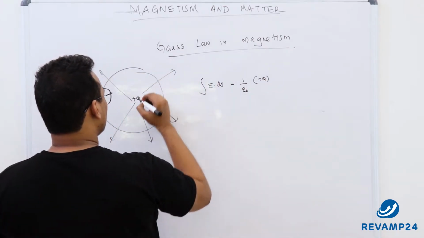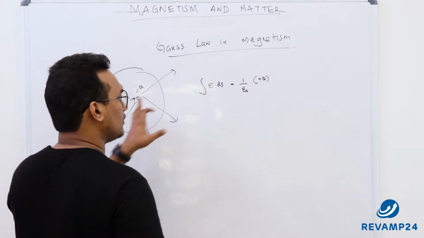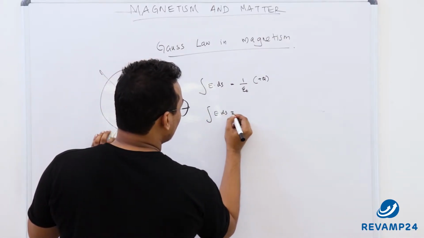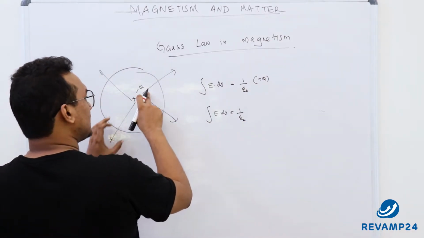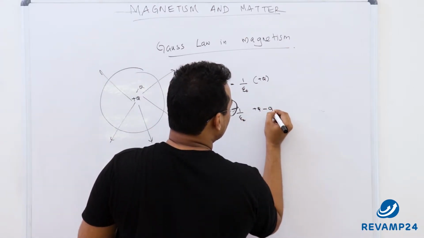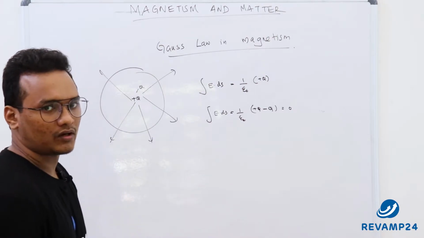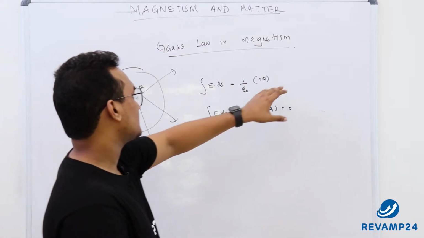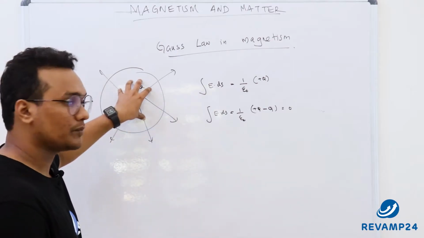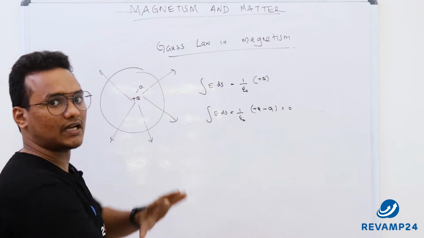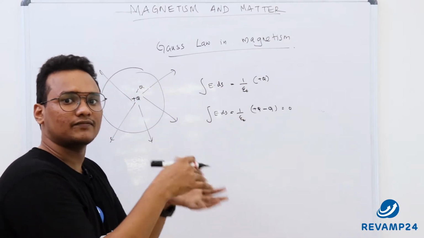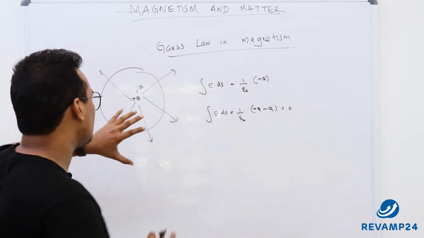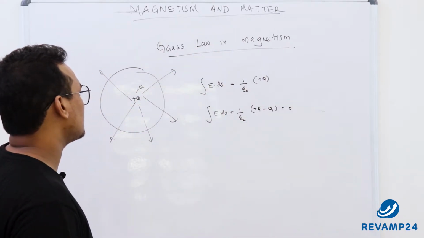Now if there are plus Q and also a minus Q, what will be the value? That will be 0. Why? In this case, integral E dot ds will be 1 by epsilon 0 times the positive charge and negative charge. The total charge enclosed is plus Q minus Q, so this is 0. Any charge will not make the total electric flux a non-zero quantity. There have to be a non-zero value of net charge. If there is an equal number of negative charges, then the total charge will be 0 and that will be a case of zero flux. Zero flux means the total number of field lines passing through the surface is equal to 0.